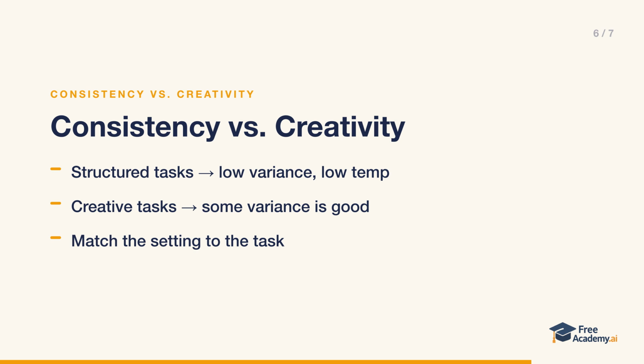Reducing variance isn't always the right goal. There's a real trade-off here. For structured, correctness-driven tasks like extraction, classification, or data transformation, you want low variance. Same input, same output, every time, so push temperature down and constrain hard. But for generative, exploratory tasks like brainstorming or drafting, some variance is actually a feature because you want different angles across runs, and a higher temperature helps you get them. The skill is knowing which mode you're in and tuning for it.